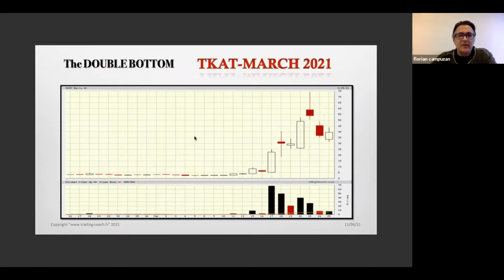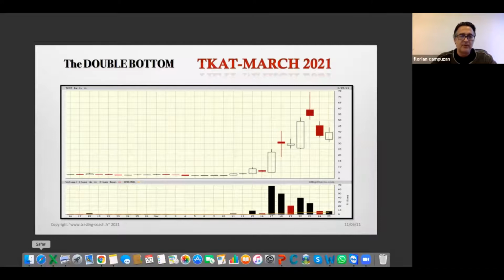Florian, Ruan asked: when you scan for these stocks, do you look for specific average volume and specific market cap size? No, in fact, I don't. I look at price. I'm going to show you something rapidly.